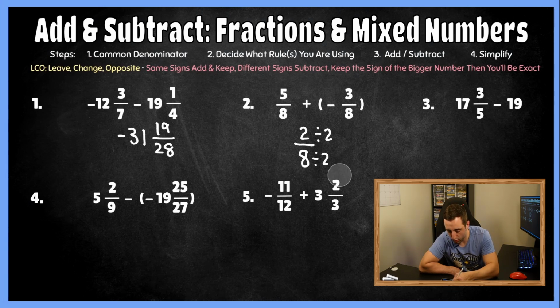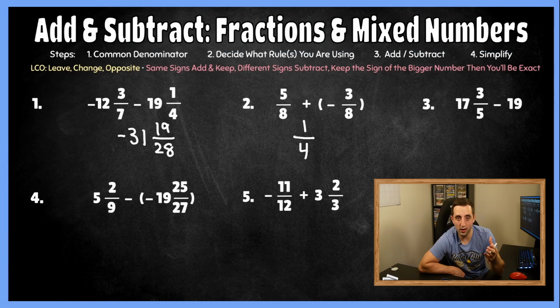And then again, I'm going to get rid of all of this and rewrite 1/4, and it's positive because 5/8 was bigger and positive. So we want to keep the sign of the bigger number, and then it says then we'll be exact, and we are. Now let's go ahead and take a look at number 3.